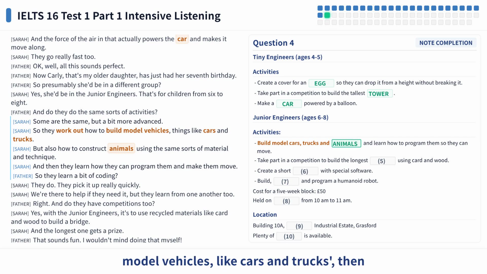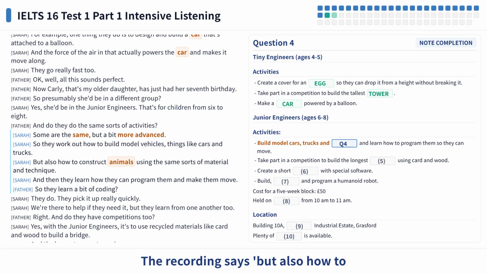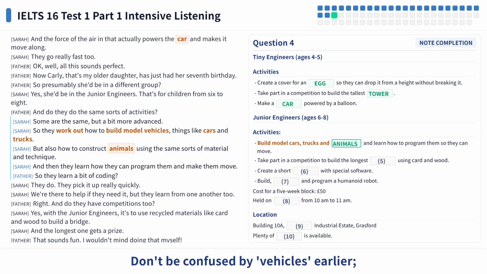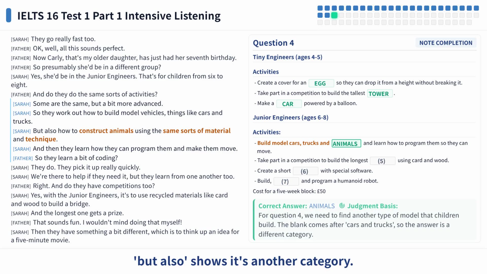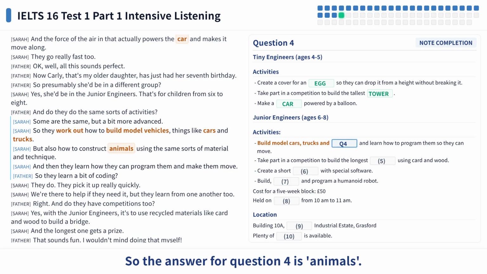For question 7, the blank is between "build" and "program." You need a verb that describes another action on the robot. The clue words are "build" and "program," which suggest a parallel verb. In the audio, Sarah says, "build a robot, and they decorate it and program it." The audio directly says "decorate it," which matches the order of build and program in the question.